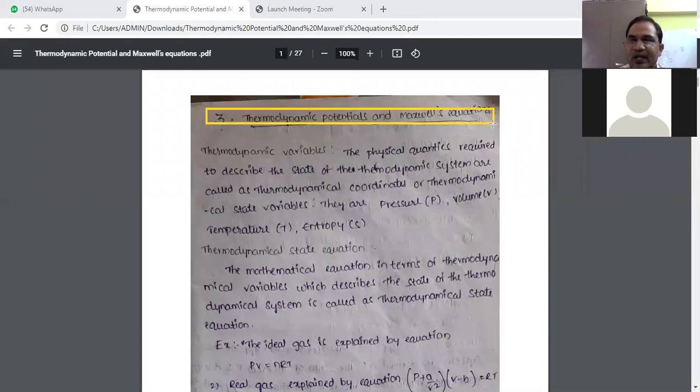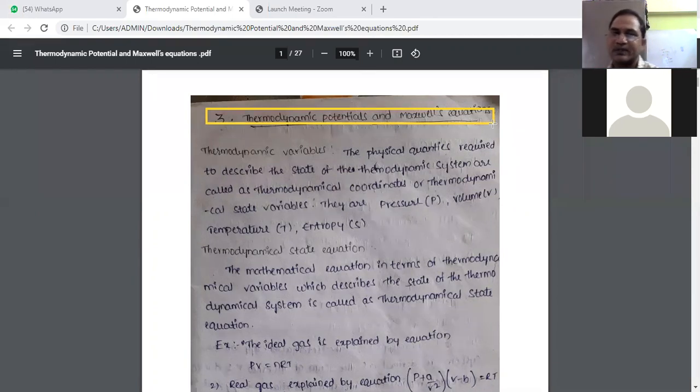To describe any thermodynamic system, we require some physical quantities, such as pressure, volume, temperature, entropy. These physical quantities are called thermodynamic variables. To describe any thermodynamical system, the physical quantities required are called thermodynamic variables. So we describe any thermodynamic system in terms of these four quantities.